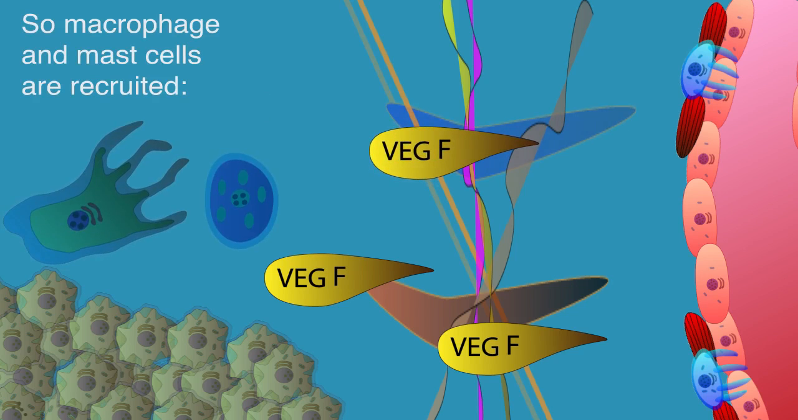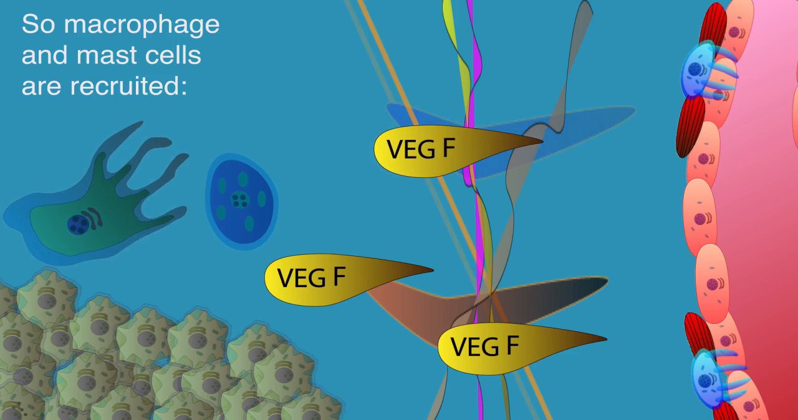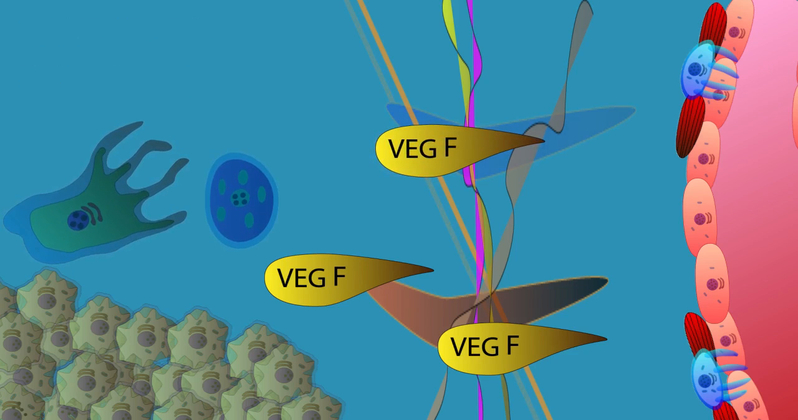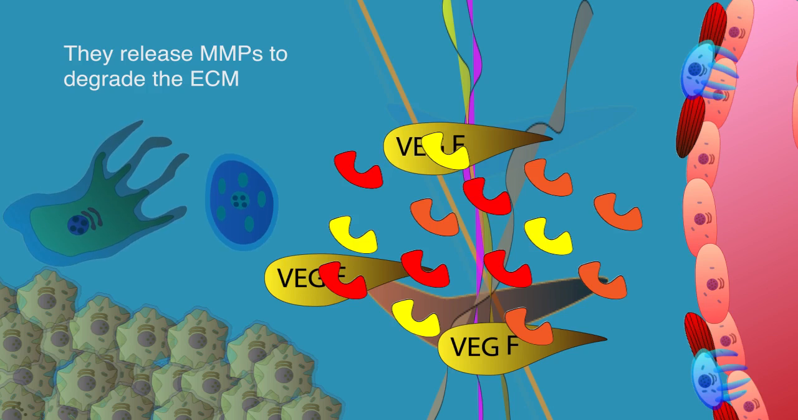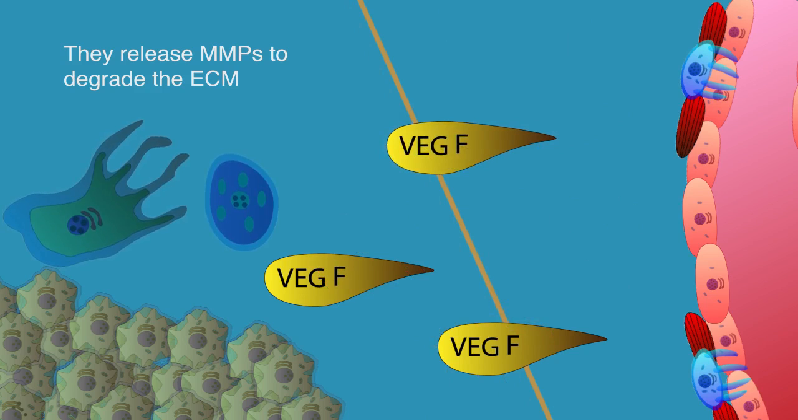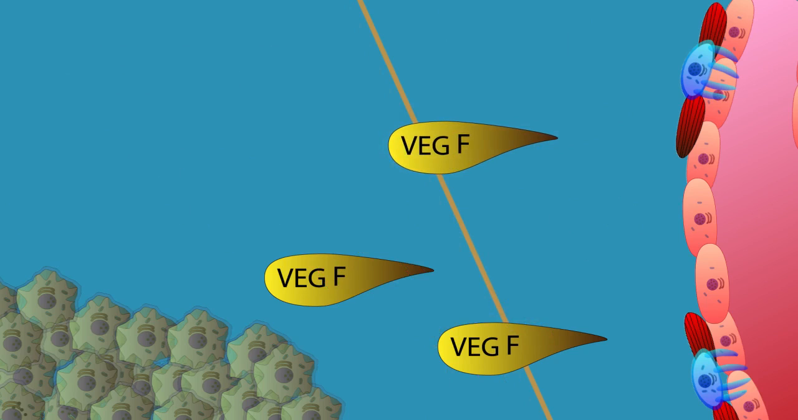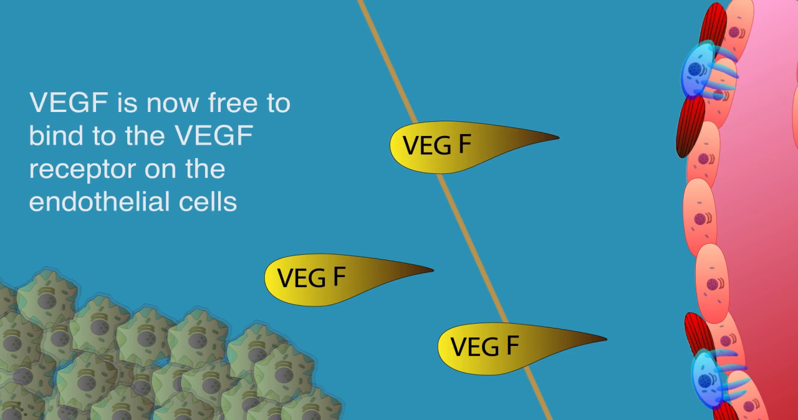Therefore, cancer cells recruit macrophages and mast cells from the nearby stroma. These cells release matrix metalloproteins, or MMPs, and these proteins are proteases which have the ability to degrade the extracellular matrix. VEGF is now free to bind to its receptor on the endothelial cell membranes of the capillary.